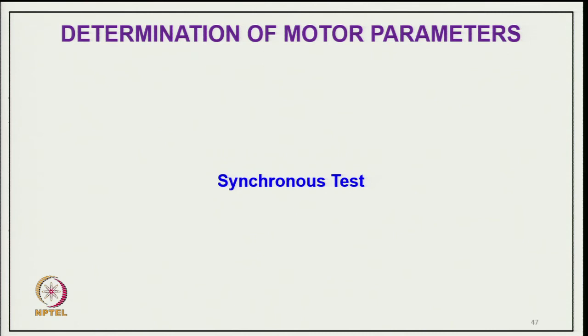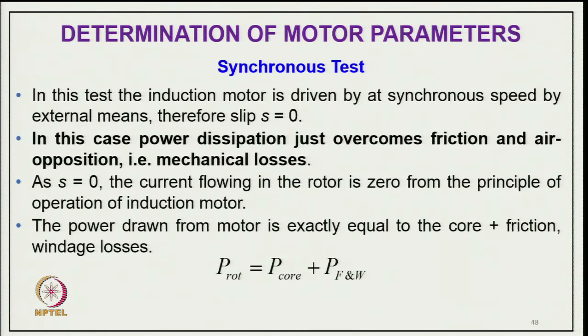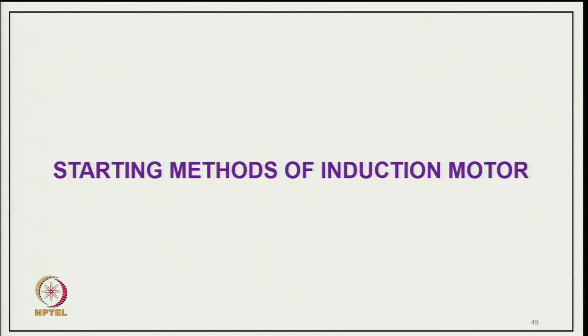Now, coming to the synchronous speed test. In this test, the induction motor is driven at synchronous speed by external means, and therefore slip is equal to 0. In this case, the power dissipation just overcomes friction and windage opposition, that is, the mechanical losses, and since S is equal to 1, the current flow in the rotor is 0 from the principle of operation of the induction motor. So, the power transformed is exactly equal to the core loss.